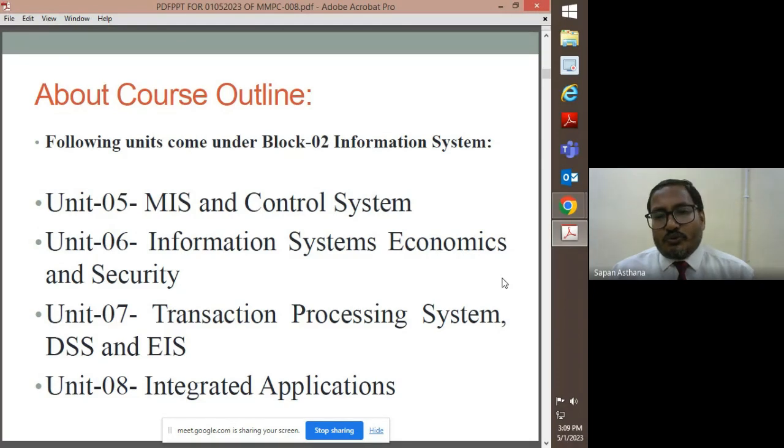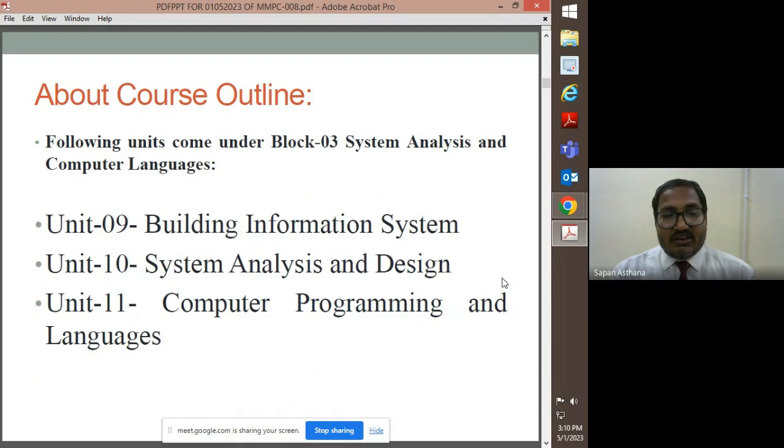Under block 2, the information systems, we will study MIS and control systems, information systems economics, and security. In unit 7, the transaction processing system, DSS, the decision support system, and EIS. In unit 8, the integrated applications. Under block 3, you will study building information systems, and system analysis and design. In unit 11, computer programming and languages.